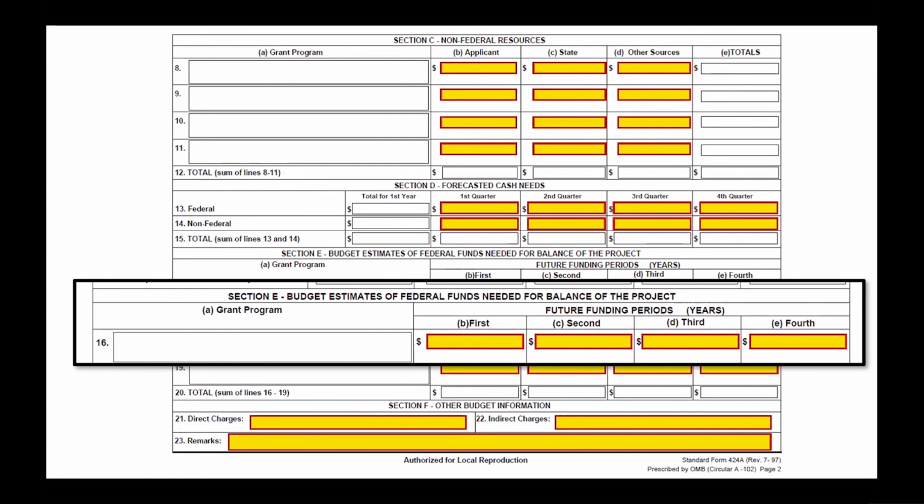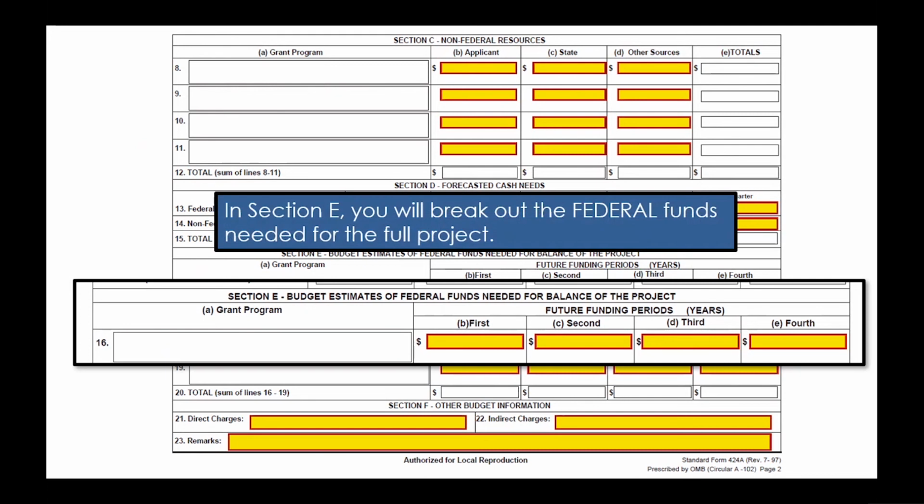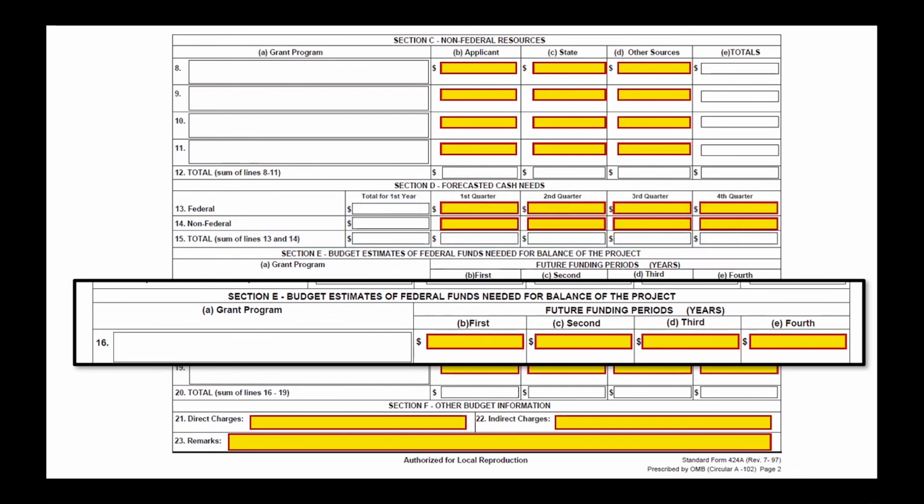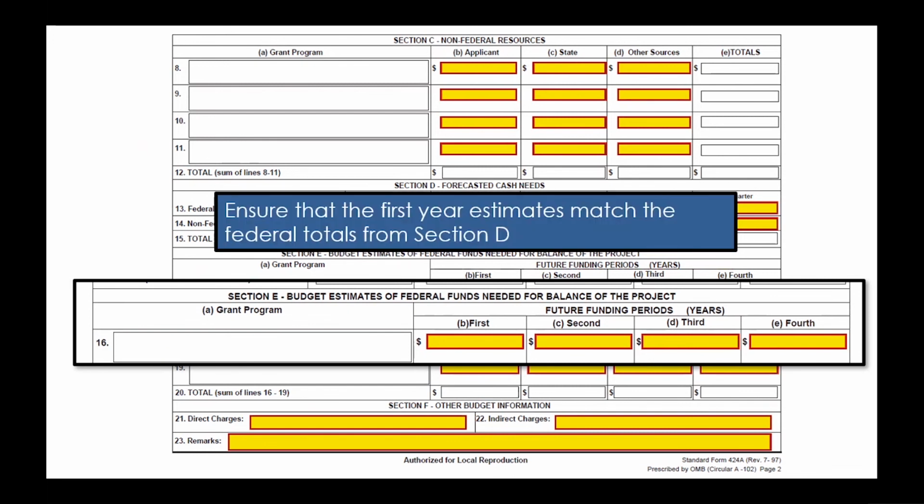Section E is where you will list out the federal funds needed for your project. You will only list the federal share here, not the full budget for your project, unless you are submitting an application without matching funds. You will fill out the sections that apply to your program's length. Make sure that the first year totals match what you have entered in Section D, row 13.